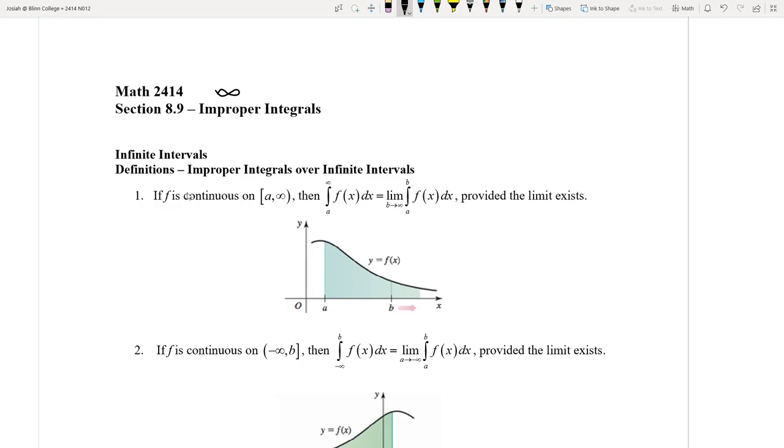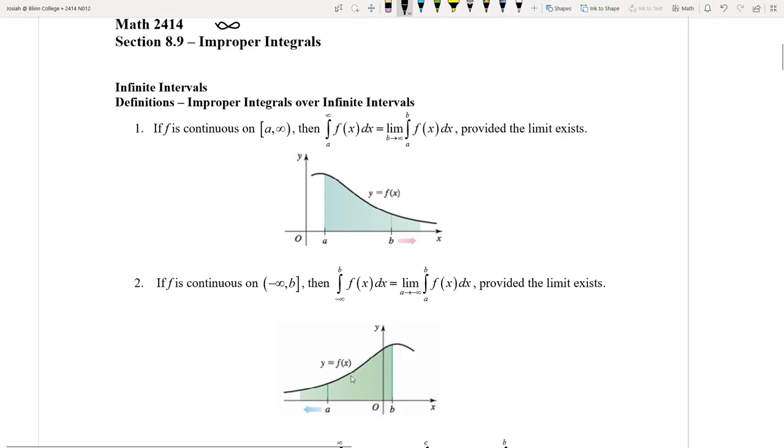So if we're looking at a continuous function on a to infinity, then we can look at the integral from a to infinity of our function as being this limit here. So we're going to replace the infinity with b and just take the limit as b tends to infinity instead, because that's going to be mathematically proper for us. And this is only true provided the limit exists. If the limit doesn't exist, then we'd say that this guy diverges.